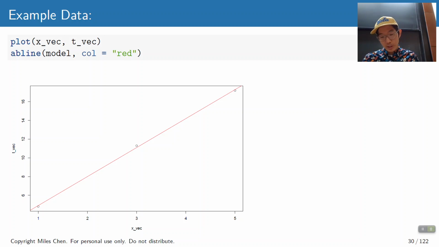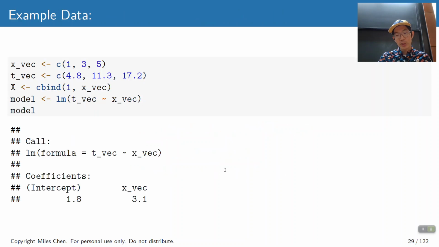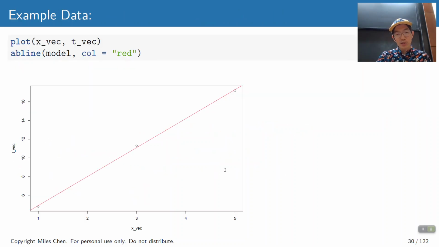And that's just using LM. Okay, but we're pretending like we don't know how to get to this solution. What we have is the loss function, we have the gradient of the loss function, and we're going to use gradient descent to figure this out.